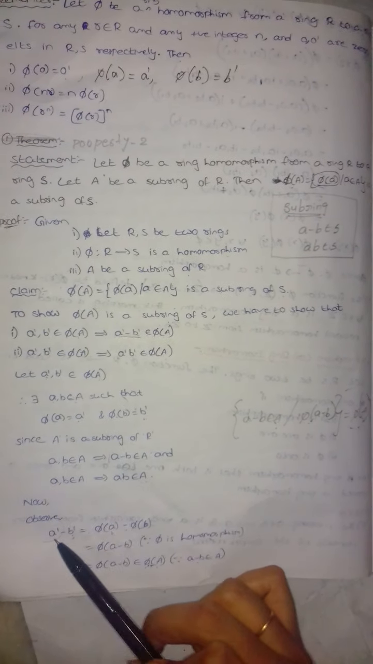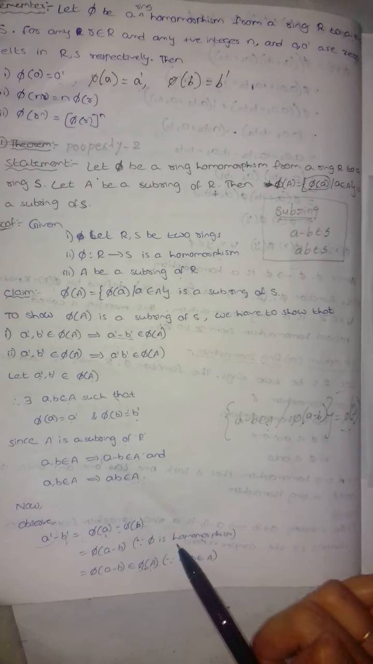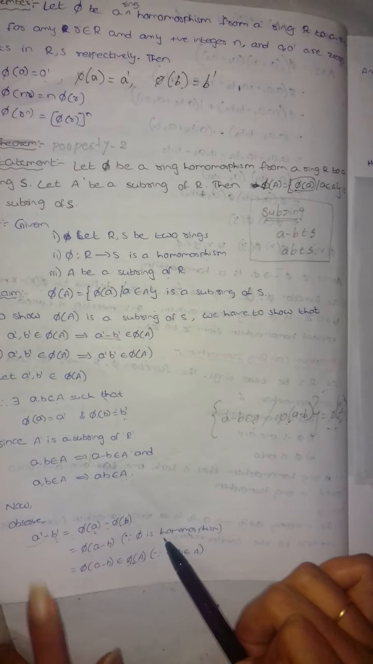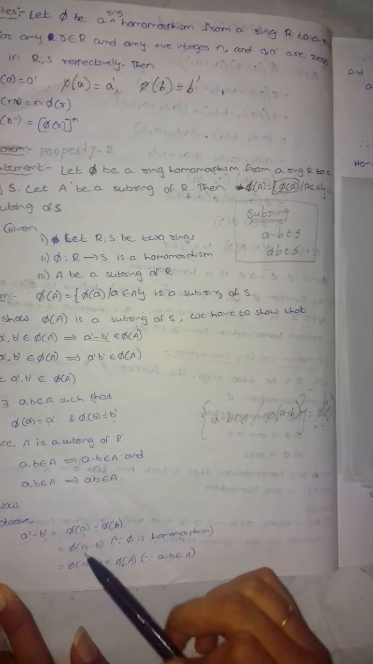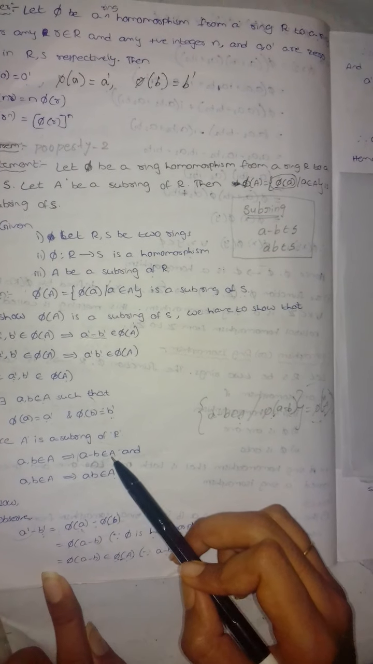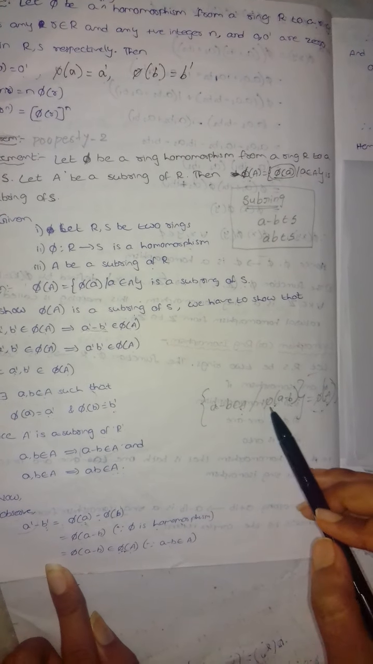Now proving the first condition, consider A dash minus B dash, where A dash equals pi of A and B dash equals pi of B. By using the homomorphism condition, we can write pi of A minus B. Here you see A minus B belongs to A.